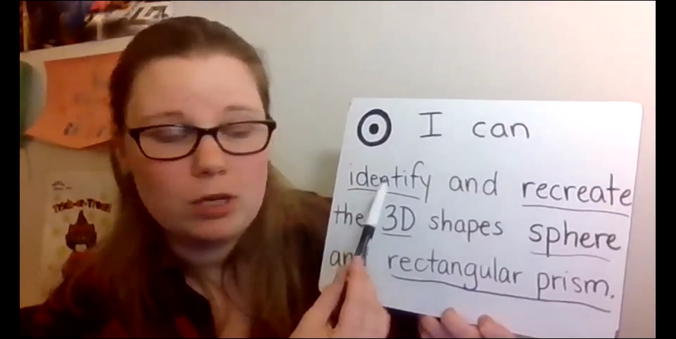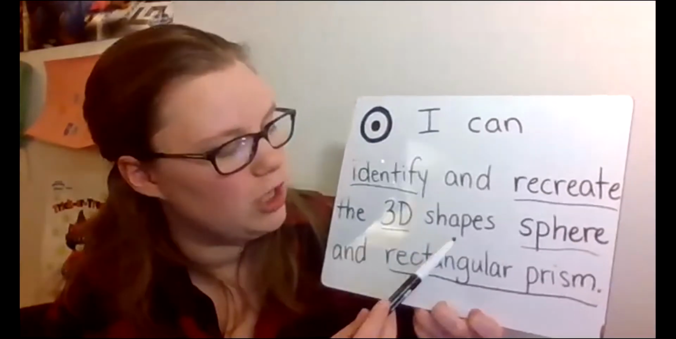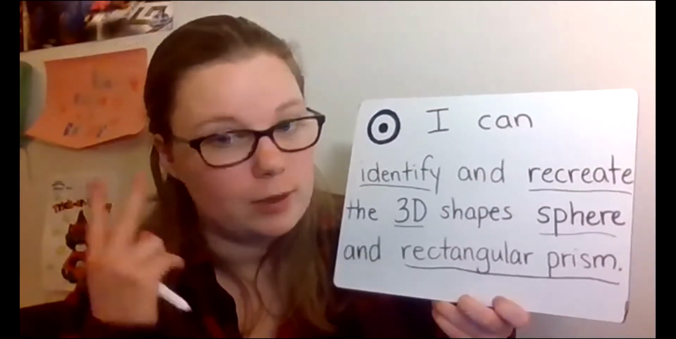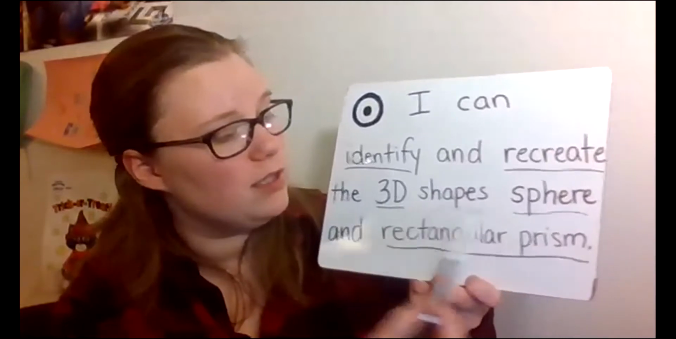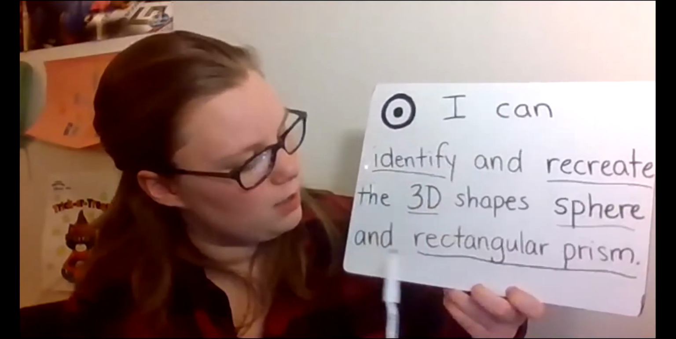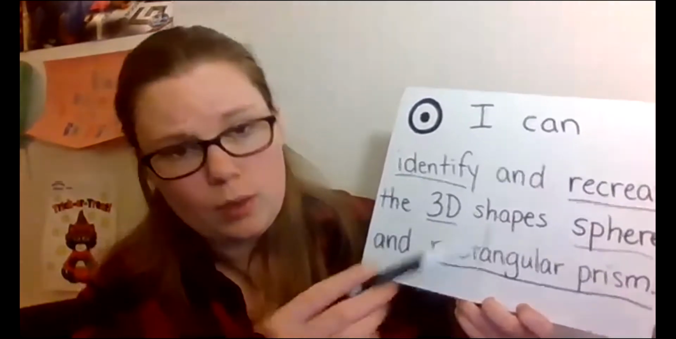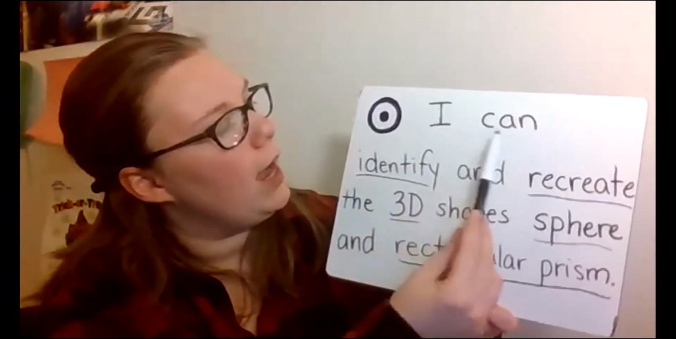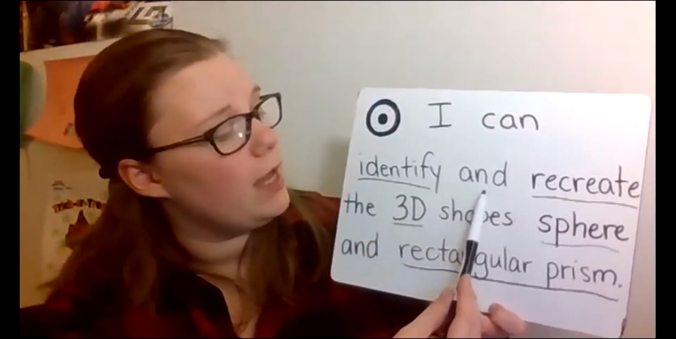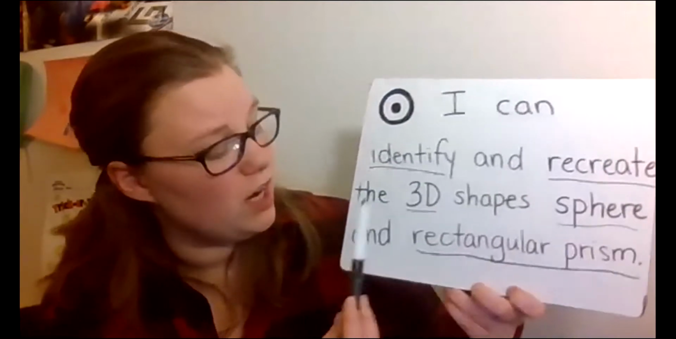So not only are you gonna name, you're gonna make again those 3D or three-dimensional shapes, a sphere and rectangular prism. So we're only going to talk about two 3D shapes today, okay? The sphere and the rectangular prism. Say those with me. Sphere and rectangular prism. Very nice. So we're going to read our target now, okay? Ready? I can identify and recreate the 3D shapes, sphere and rectangular prism.